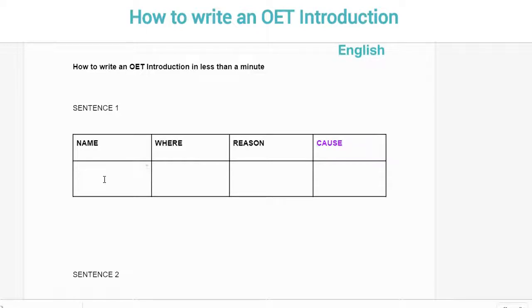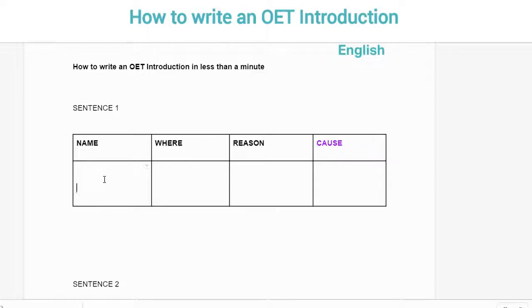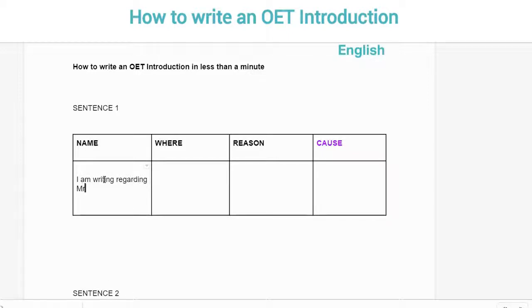Raji, can you give me an example of how you might start sentence 1 in an OET letter? Yes, sir. I'm writing regarding. Good. Writing regarding. And let's think of a name. Mr. Smith. Mr. Smith, fantastic. All right. So this is the first part of our first sentence in your introduction. It's always I'm writing regarding plus name. Simple.